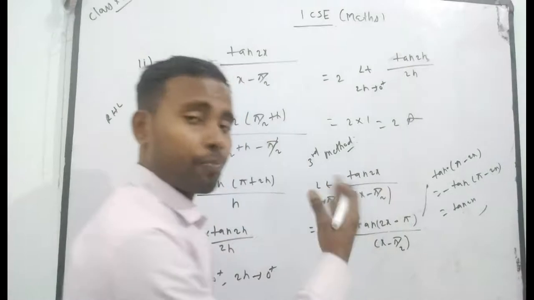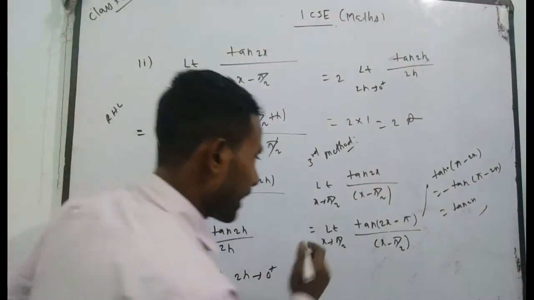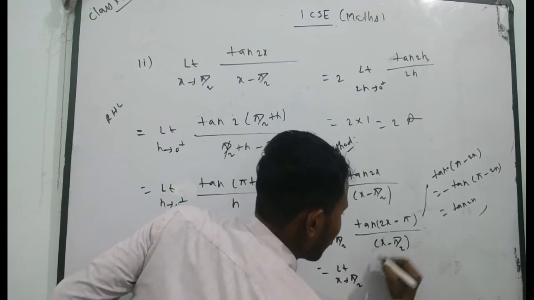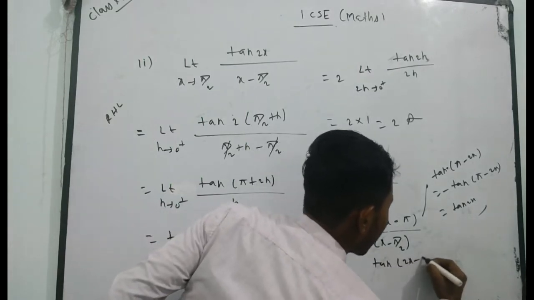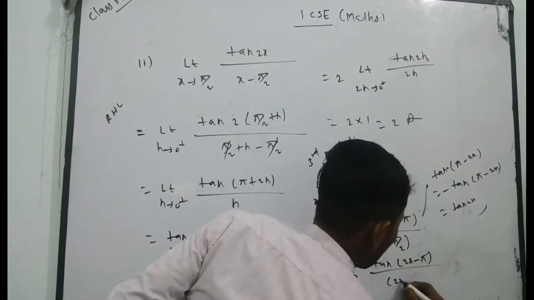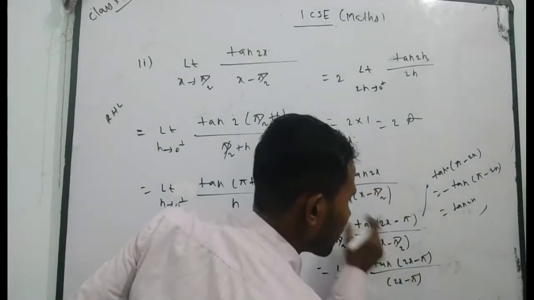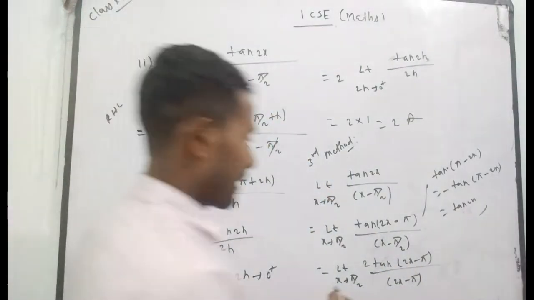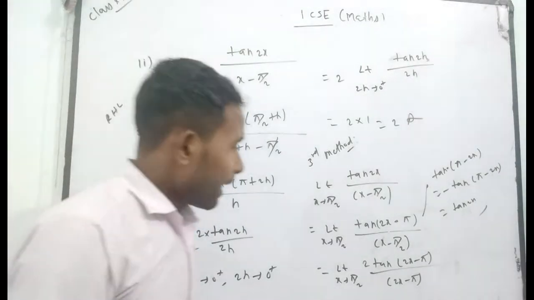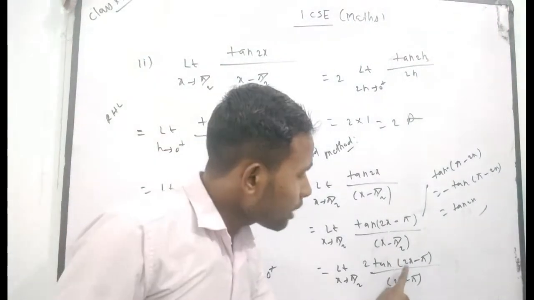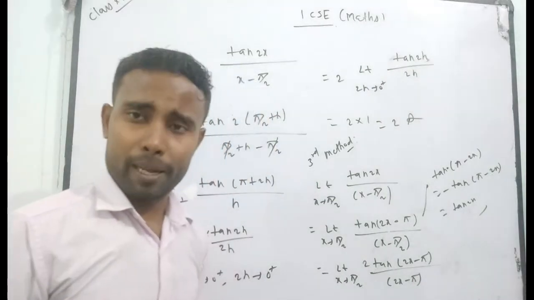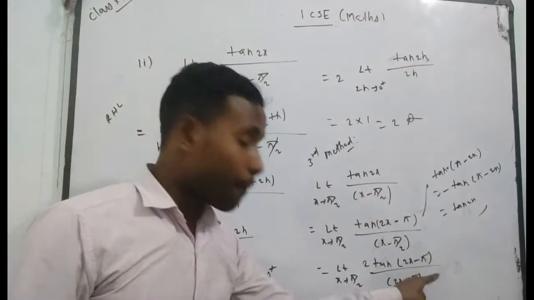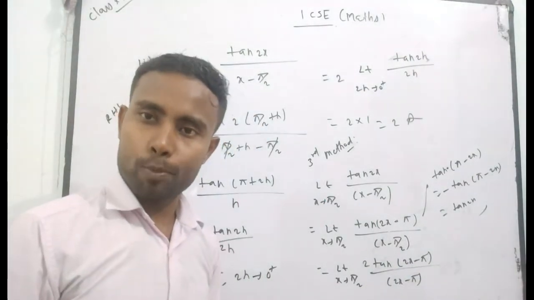That means just as the given problem. So I want to write here: limit x tends to pi by 2, tan(2x minus pi) divided by 2x minus pi, taking the numerator's LCM part. Now again write here: tan(2x minus pi) divided by 2x minus pi. Now you can write one exactly if 2x approaches pi.